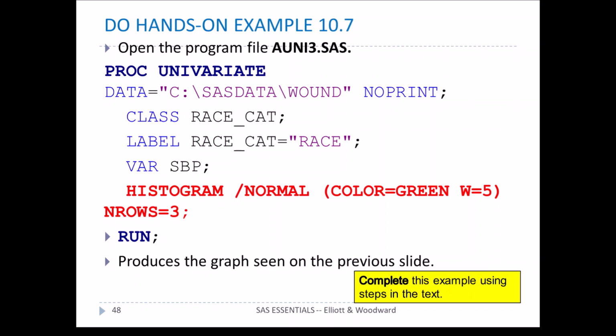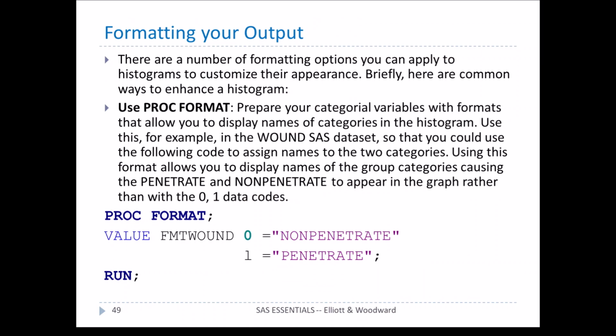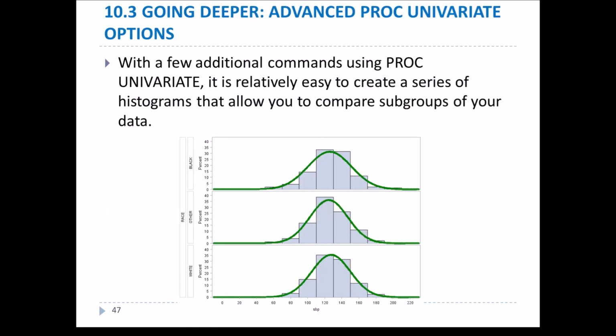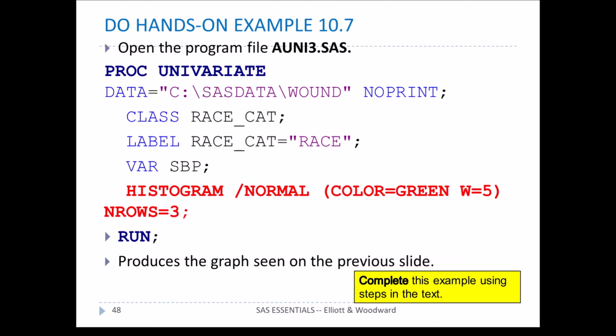So here we have auni3.sas. Open up that program, and we're going to use the class race category, RACE_CAT, and we're going to just give it the label race with the variable systolic blood pressure. So we're interested, is there a difference in systolic blood pressure by race? And let's look at the histogram / normal. We're going to make it green with the width of 5, and we know that there's 3 race categories. So I'm going to tell it to display this plot with 3 rows. Now if I back up, that's what this plot is. So we show the plot first, and then this is the code that produced that plot.